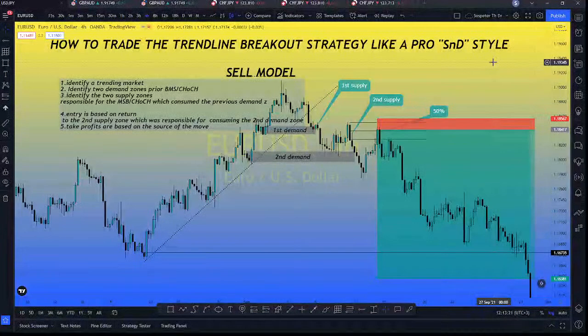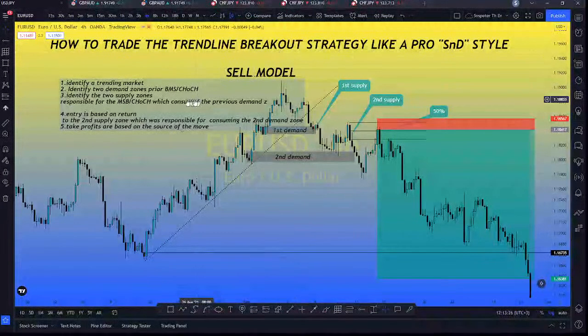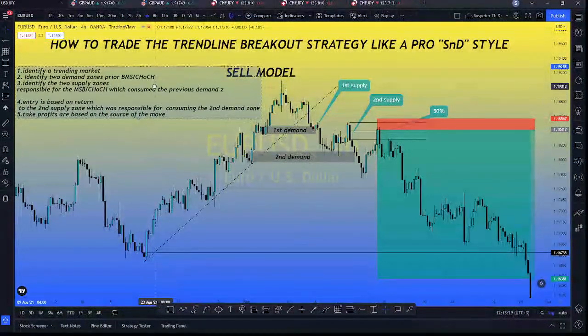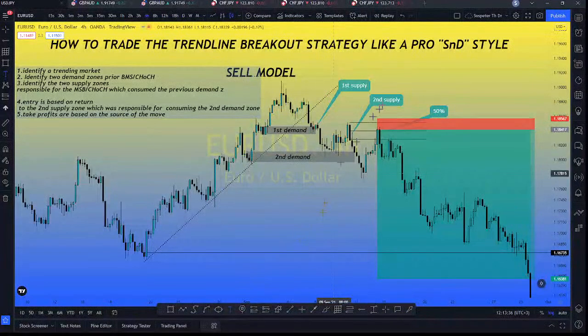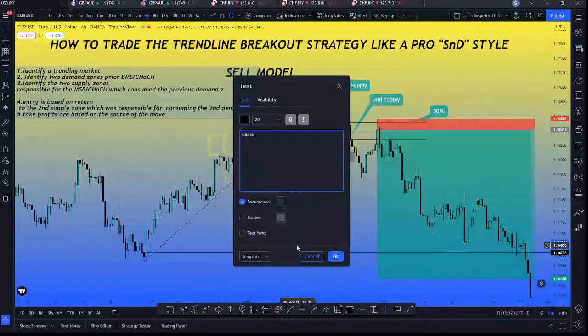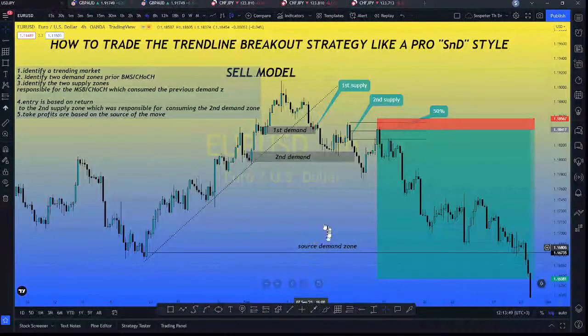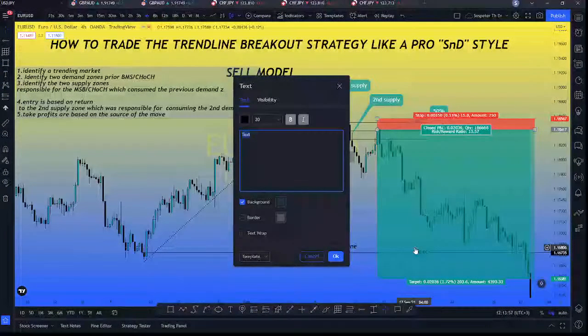Yeah, and remember, all these things should happen before the market touches this source. Let me take this to this side. Let me write here. So this is our source, demand zone, for the bullish market. So this is our TP.